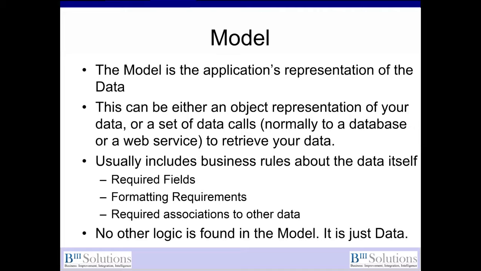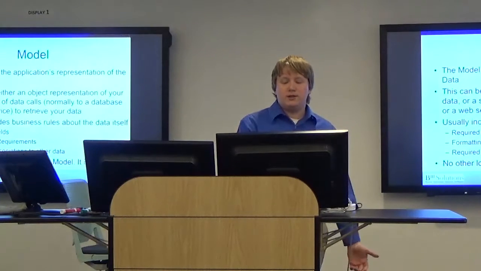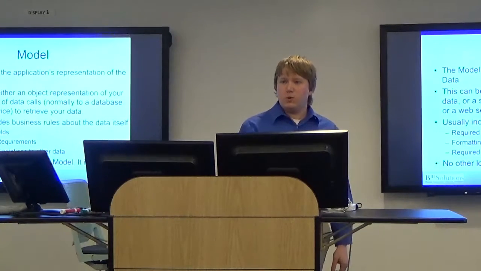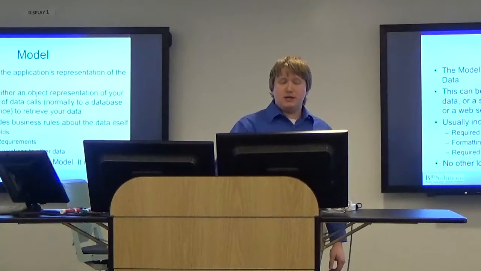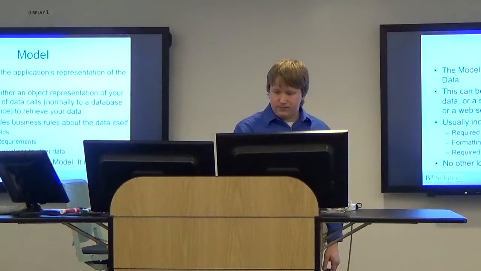It would be like a required field on a property, or any formatting requirements that this is actually an email address. It shouldn't just be a regular string, or it's a phone number and should be formatted like a phone number. That's all that would go into this thing. You would also have any required associations. For example, if a field is required, you would have that in there as well. So it's just data and information about the data that goes into your model.